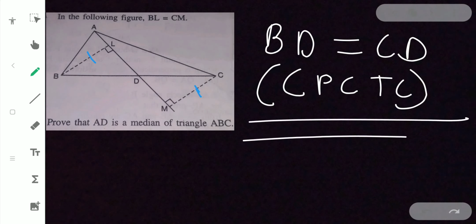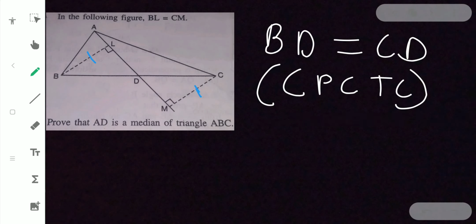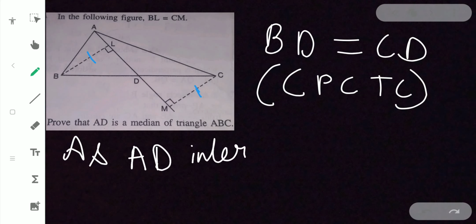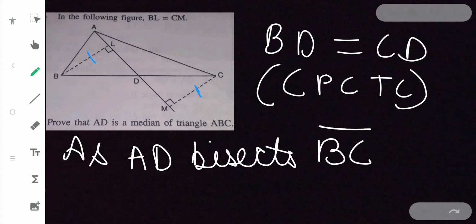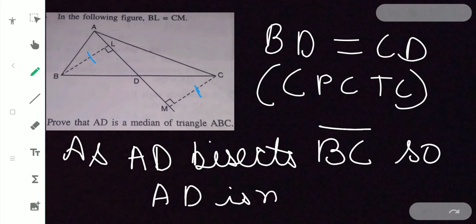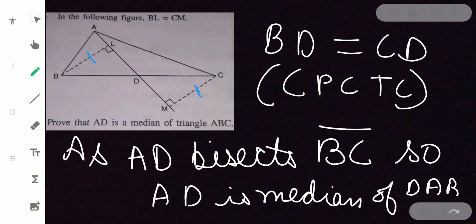So we should write like this: BD is equal to CD. That is very important. And we can write AD bisects BC. The term used is bisects. So AD bisects line BC, and AD is the median of triangle ABC.